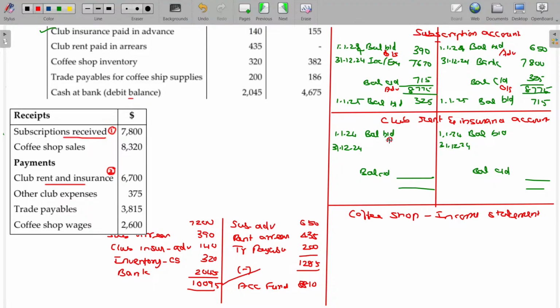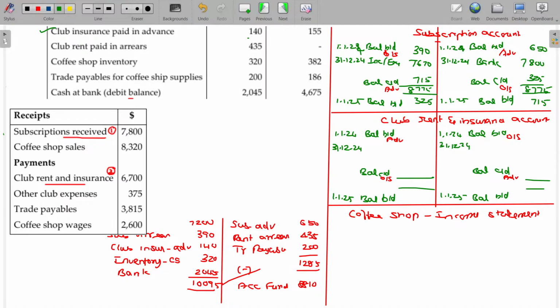So as this is an expense, advance will be your asset, outstanding will be your liabilities. So write the other side also, 1125. This balance carried on becomes balance brought down here. Hope you'll now be able to understand this.